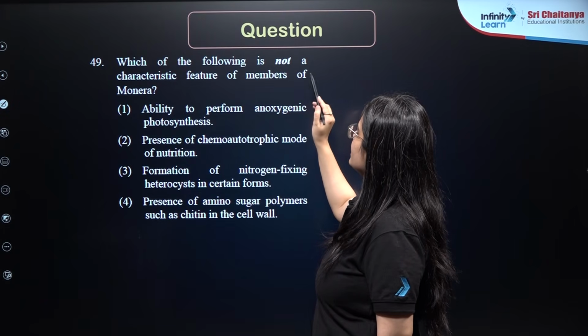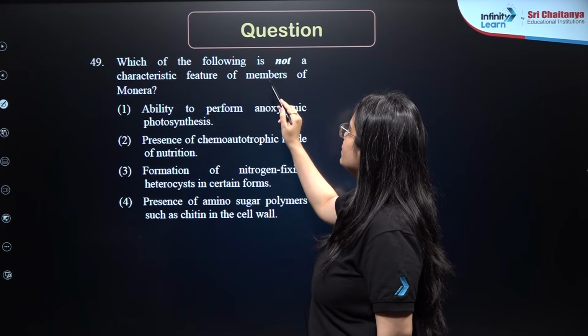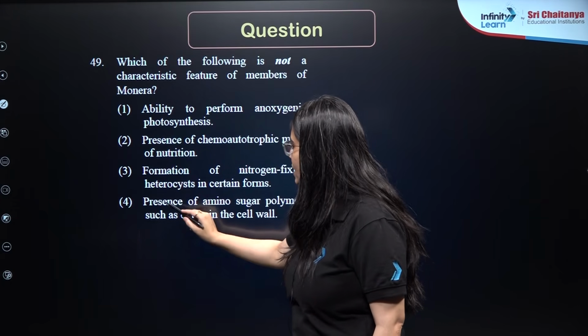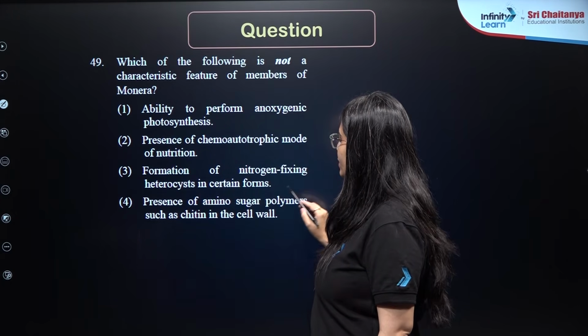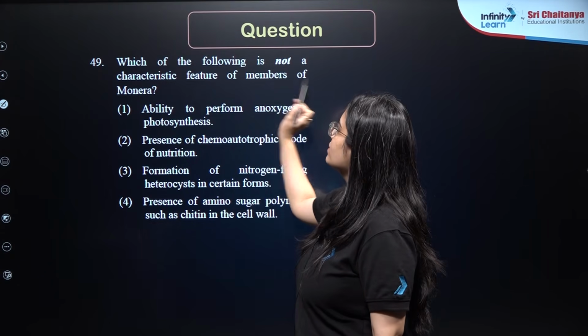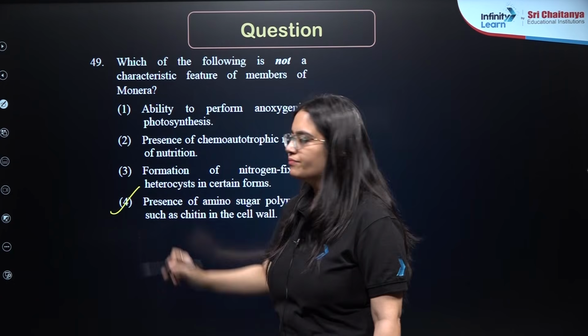Which of the following is not a characteristic feature of members of Monera? Very simple, if you see the fourth option, presence of amino sugar polymers such as chitin in the cell wall. This is not a characteristic feature of Monera.